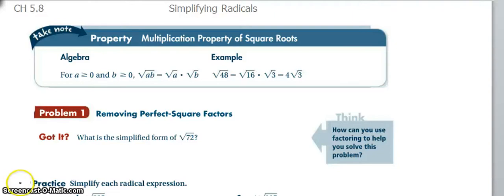Hello again, guys. We are here on 5.8 with simplifying radicals. And this property appears in the Pearson module, and hopefully you are working through that and getting up to the got it in problem 1.